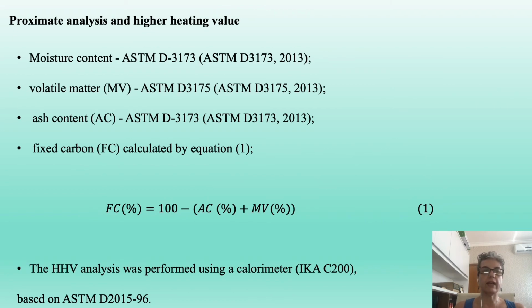Proximate analysis and high heating value. For proximate analysis and high heating value, we used ASTM D3173 and ASTM D3175 standards respectively, and to calculate the fixed carbon, we used equation 1. The high heating value was determined using a calorimeter based on ASTM D2015-96.